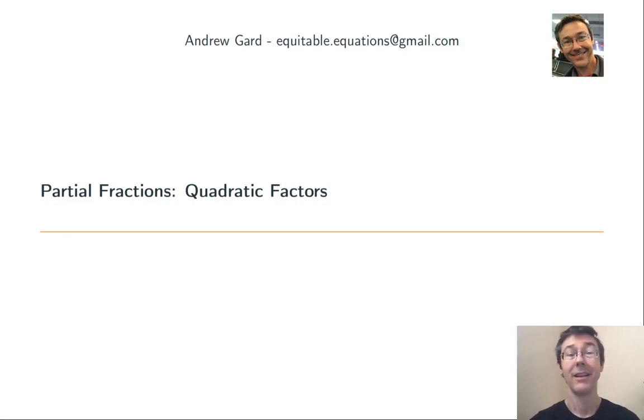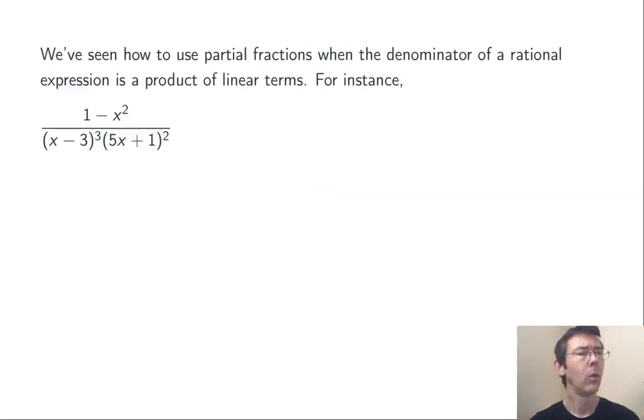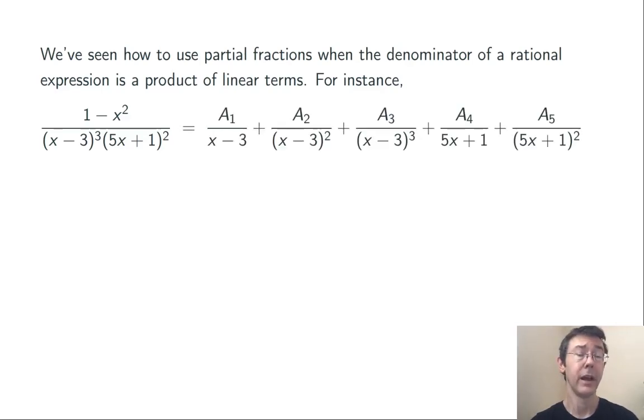Hey everybody. Today we're doing more with partial fractions, dealing with the situation when the denominator has irreducible quadratic factors in it. We already know how to deal with the situation when the denominator factors entirely as a product of linear terms. Here's an example, and the idea is you're supposed to get one term in your partial fractions decomposition for every exponent there on the denominator.